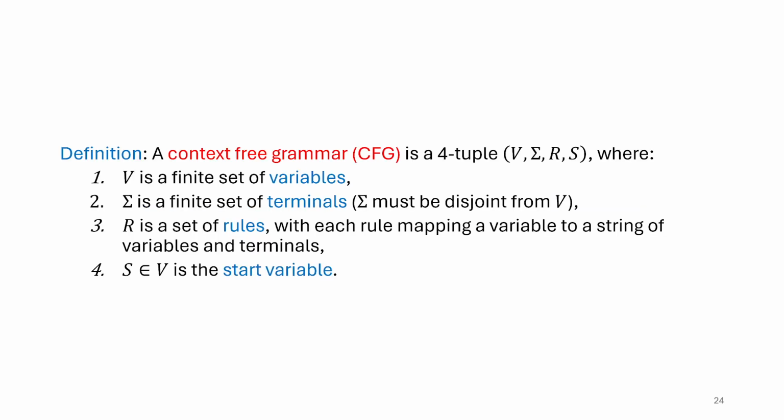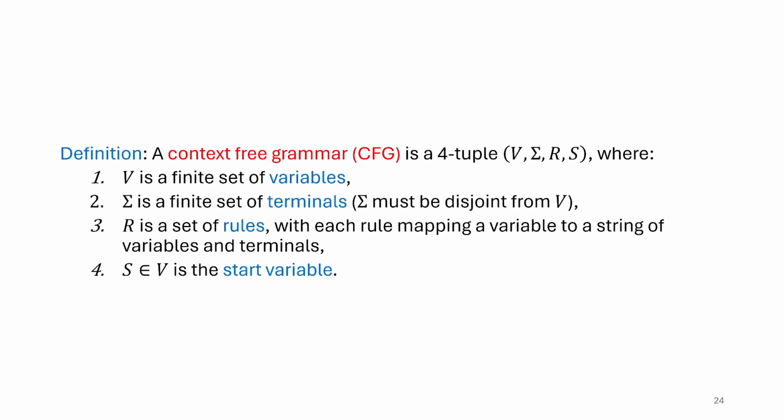All right, I think we're ready now for a formal definition of a context-free grammar. Just like we've seen for regular expressions or deterministic and non-deterministic finite automata, a context-free grammar is going to be a 4-tuple. Remember, our other ones were 5-tuples and so on.